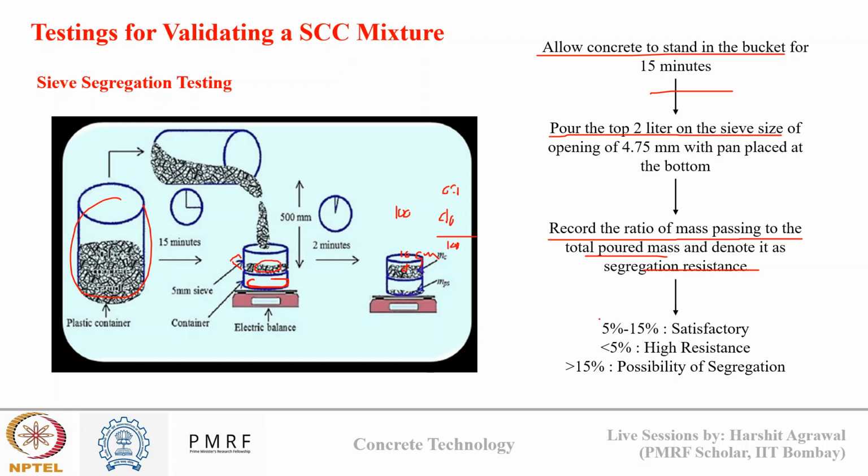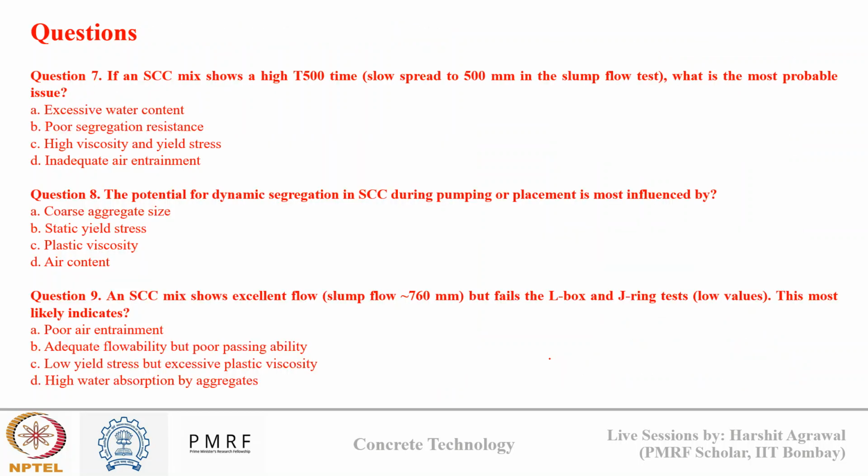If the value of the segregation resistance is between 5 to 15%, then we say it is good, it is satisfactory. If it is lower than 5%, then we say there is very high resistance that the concrete is offering, and if it is greater than 15%, then we say there is a possibility that segregation may have happened. So this is also one of the common tests used to judge SCC.